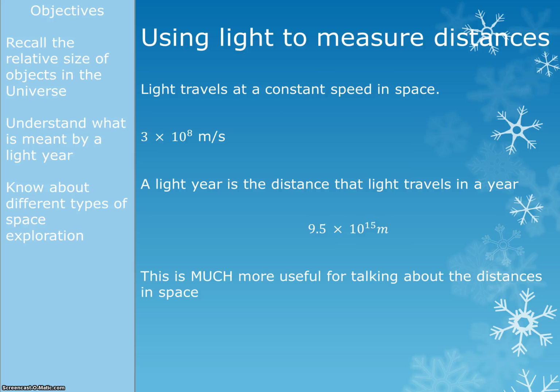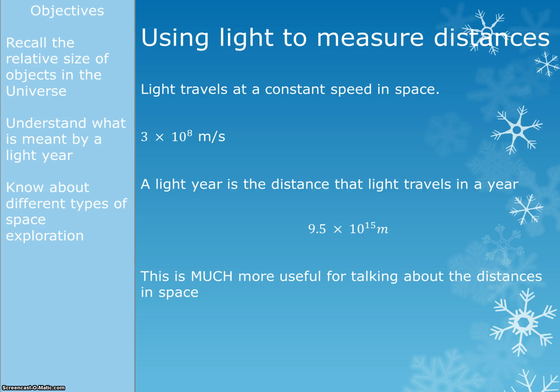And the unit we most often use is based on light. Light travels at a constant speed in space. It travels at 3 times 10 to the 8 metres per second. And a light year is a distance, and it's the distance that light travels in 1 year. That's equal to 9.5 times 10 to the 15 metres. If you compare that to the size of the universe, it's still not as big as the universe. You still have to do quite a lot of light years to get across the universe. It's approximately 13 billion to get across the universe. But the unit is much, much more useful.